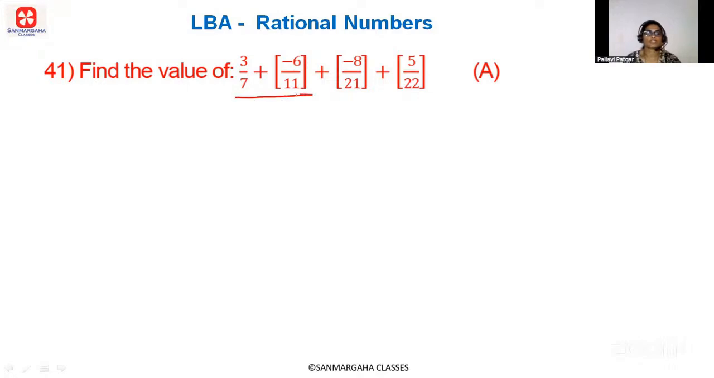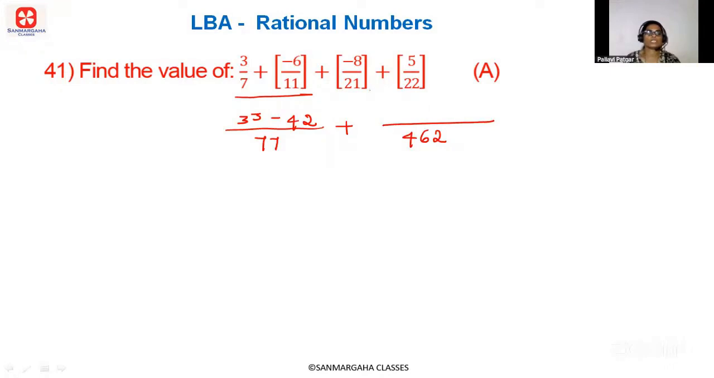So the LCM of 7 and 11 is 77. In the numerator, 7 into 11. So 11 multiplied with the numerator gives 33, minus 11 sevens are 77. So 7 multiplied with the numerator gives 42, plus 21 and 22. So the LCM is 462. So in the numerator, 21 into 22.